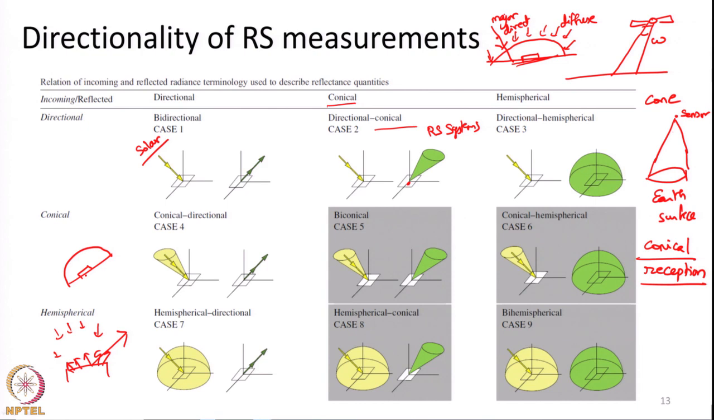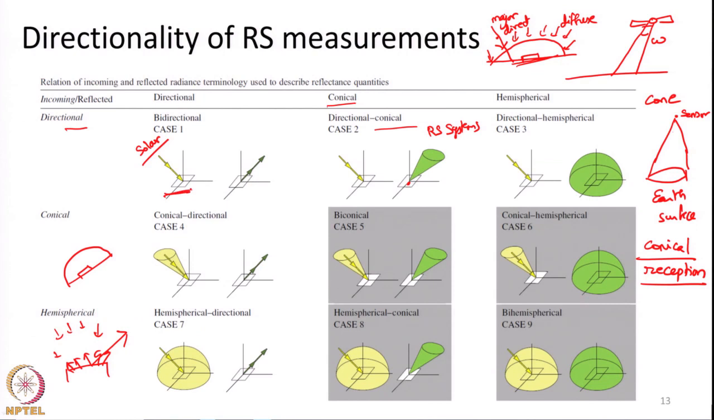So what I want to say is that the incoming energy from the sun, the direct radiation, can be treated as coming in from one particular direction. So we call that incoming energy directional. But this is only an assumption. The energy actually comes in the form of a cone, because it has a very small solid angle, but still the energy from the sun falls on the earth surface conically. We can assume it is coming from only one particular direction, not within a small cone.